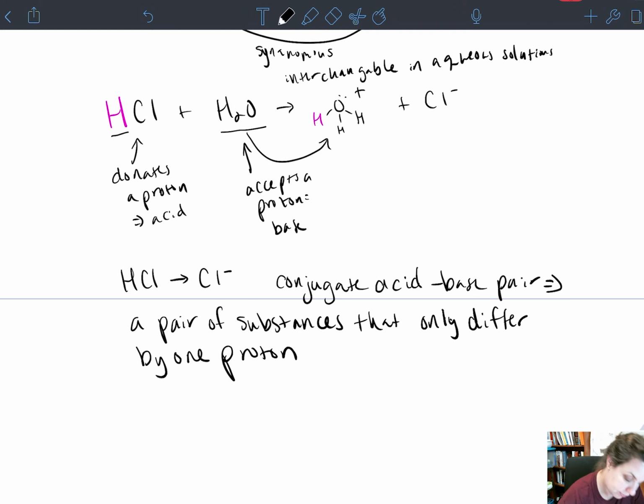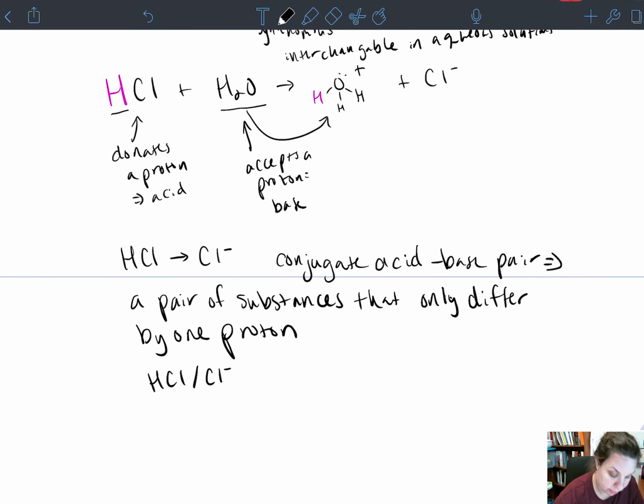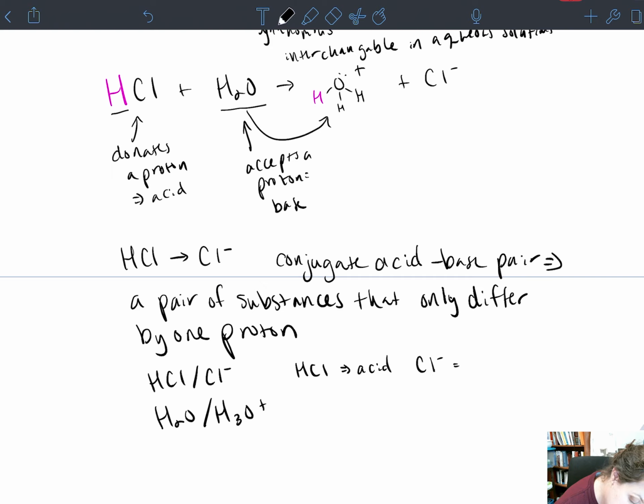So HCl and Cl minus would be a conjugate acid-base pair, and also H2O and H3O plus are a conjugate acid-base pair. And we call it a conjugate acid-base pair because one of the substances is an acid, one of it is a base. In the case of HCl, HCl is the acid, and then Cl minus is a conjugate base.